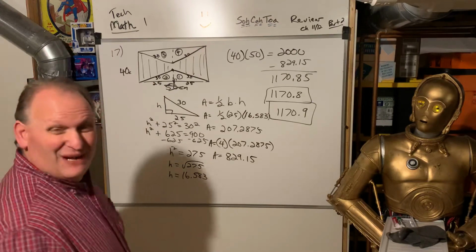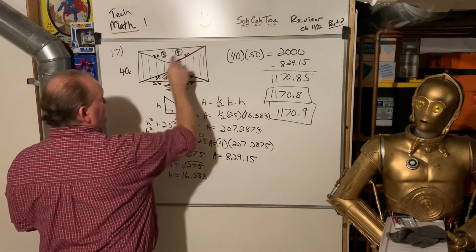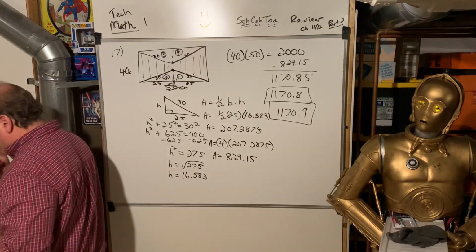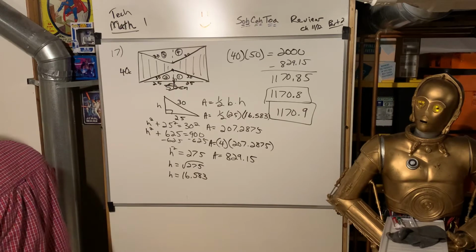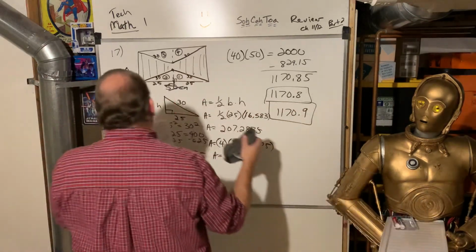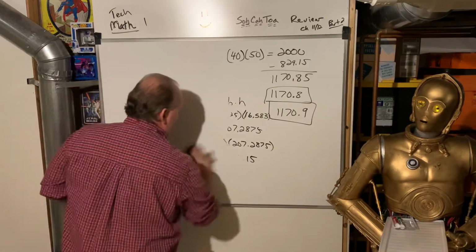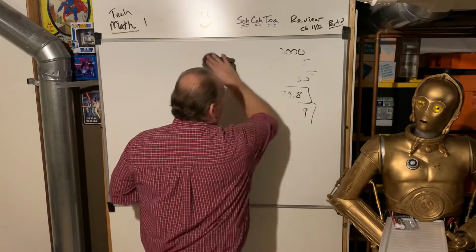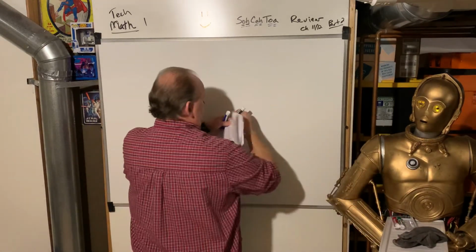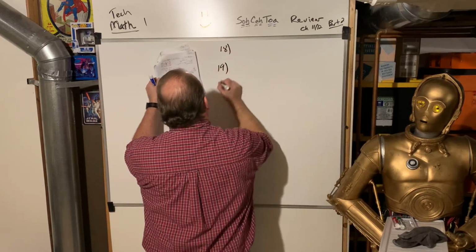But that's a tough problem, right? We had to find the area of the whole rectangle and then subtract off these tiny little triangles. And we had to use the Pythagorean Theorem to find the height of the triangle. So that's pretty tough. And then again, 18, 19, and 20, the rest of the problems on this page, are pretty easy. It's just sine, cosine, and tangent. Do you know your sine, your cosine, and your tangent? They give you a picture. So 18, 19, and 20.